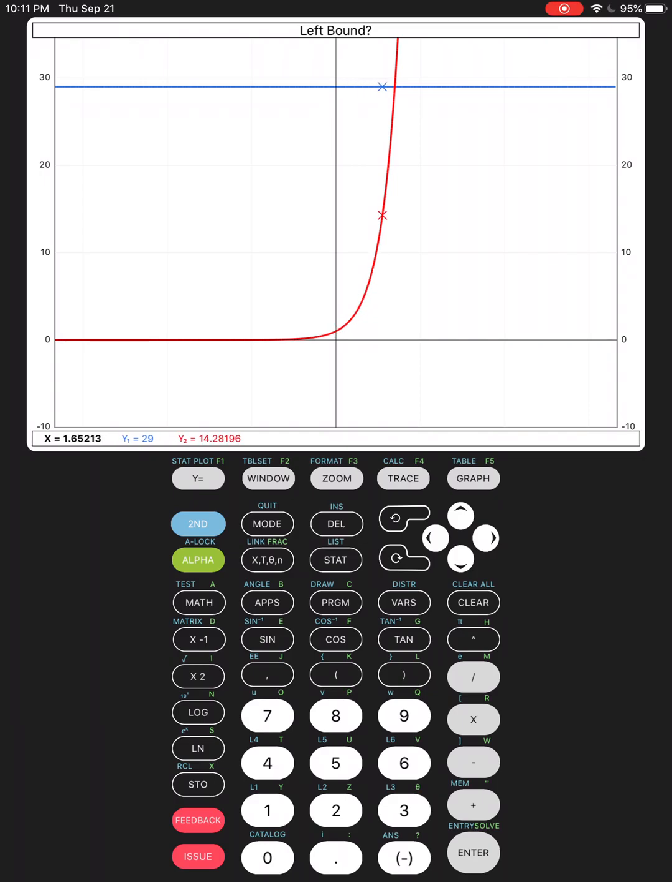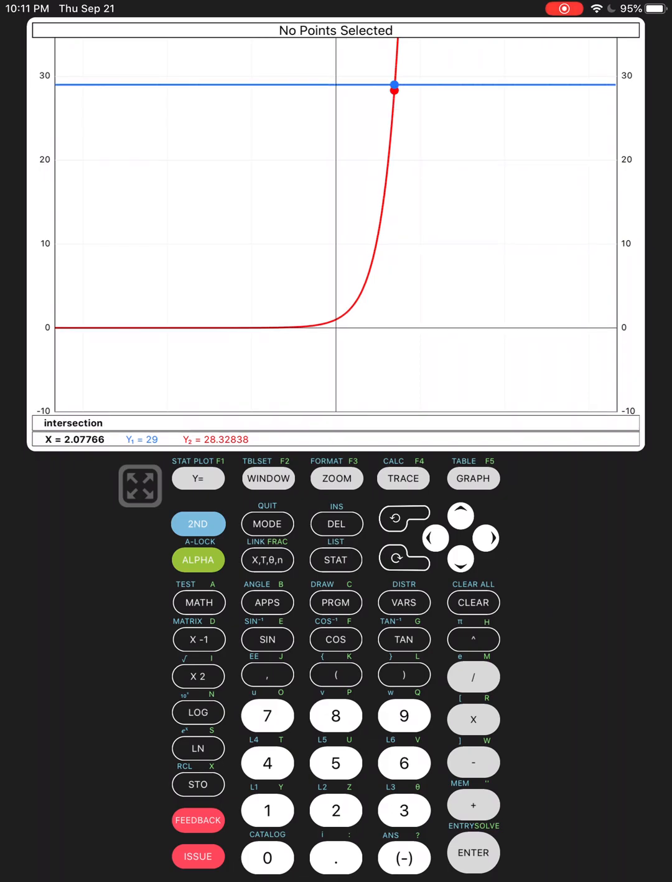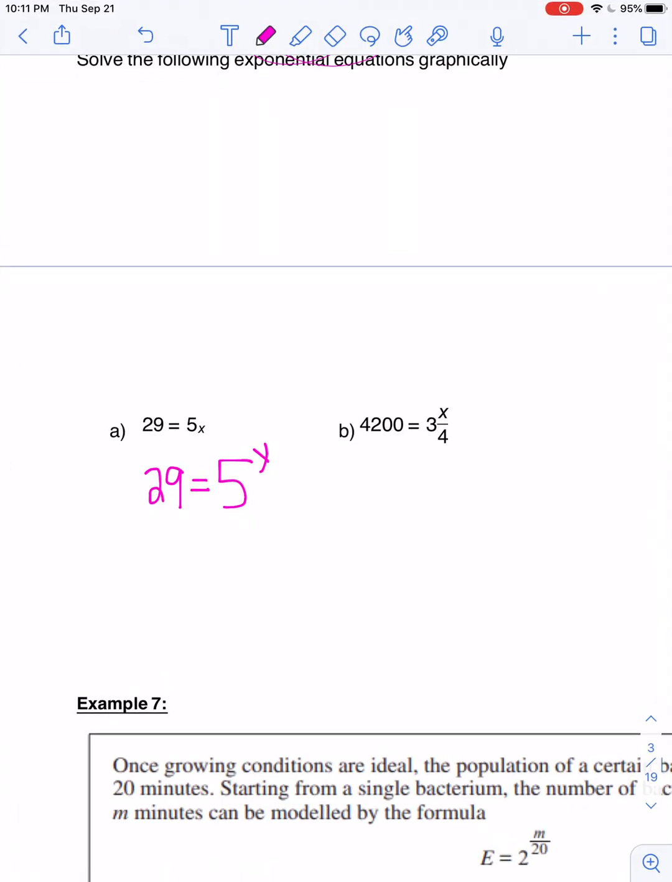So now I'm going to move my cursor close to that intersection point. I'll press enter, enter, enter. And then unfortunately it doesn't work great on my calculator, but hopefully it works on yours, and it should be at 2.09. But those are the steps you would go through.